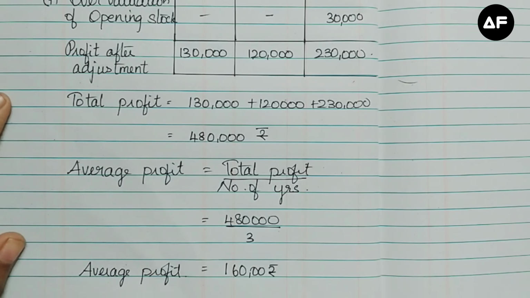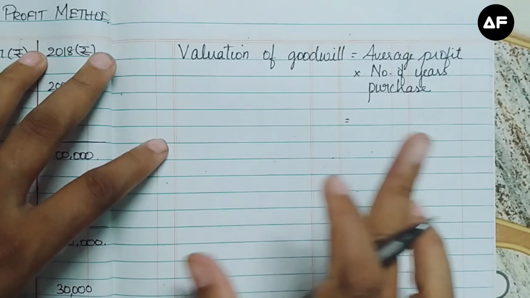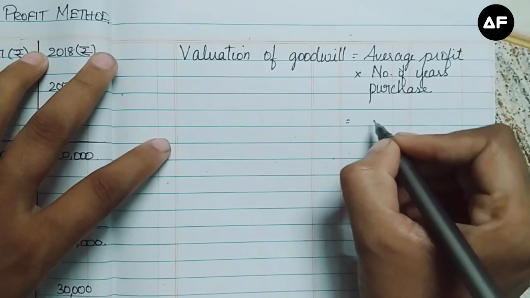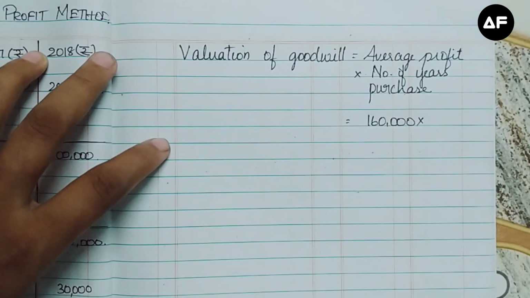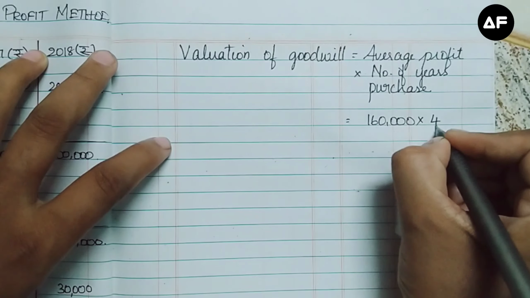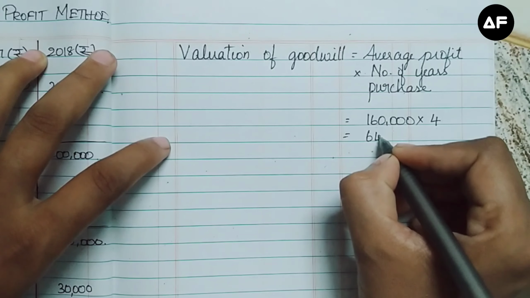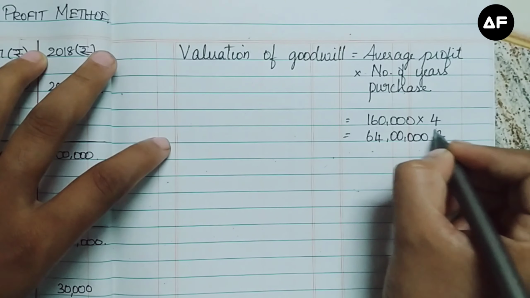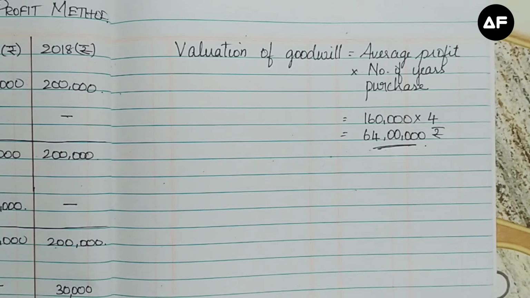So next is the valuation of goodwill. So valuation of goodwill can be calculated from average profit into number of years of purchase. Average profit is 1,60,000. Number of years of purchase is given in the first line of the sum to be on the basis of 4 years. So 1,60,000 into 4 years is going to be 6,40,000, the value of goodwill for this particular sum of Miss Sri Devi Enterprises.